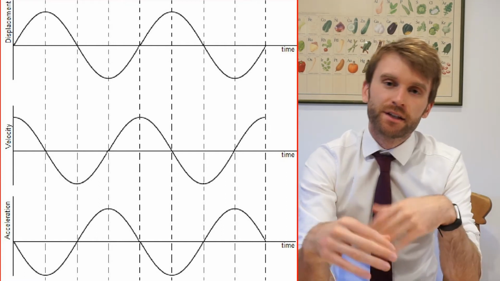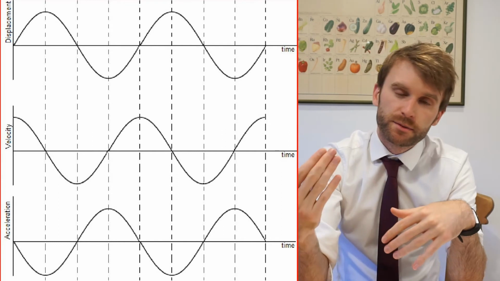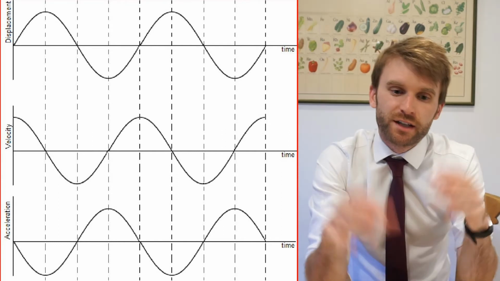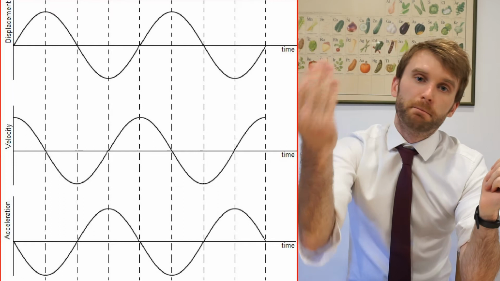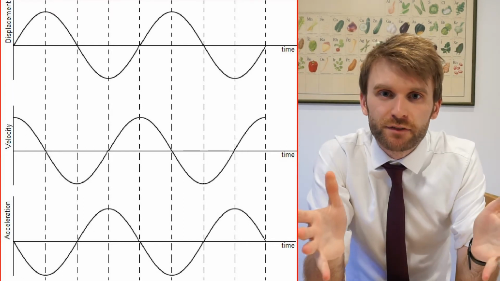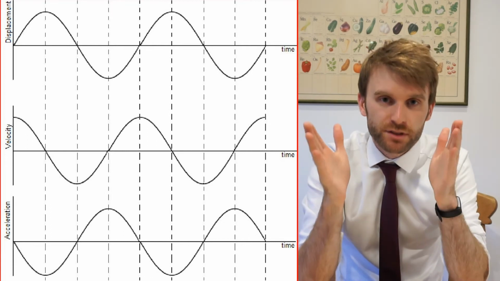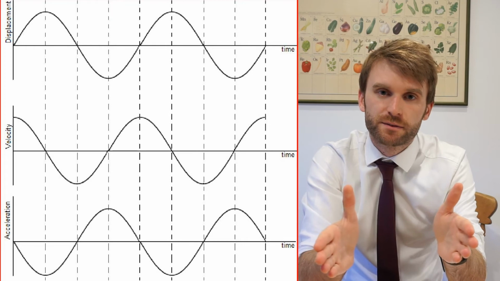You'll notice that each one is 90 degrees out of phase. When the displacement is maximum, the velocity is 0. The acceleration is the minus version of displacement because of the definition of SHM. And all of these curves are isochronous. They have the same time period.